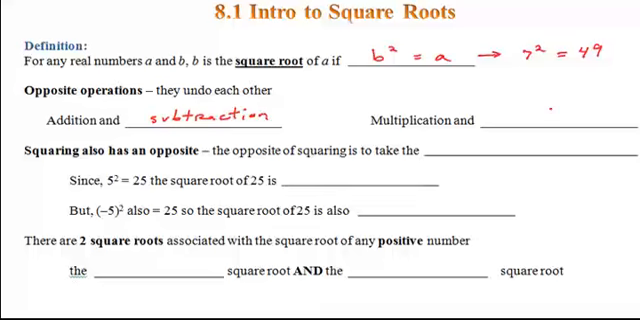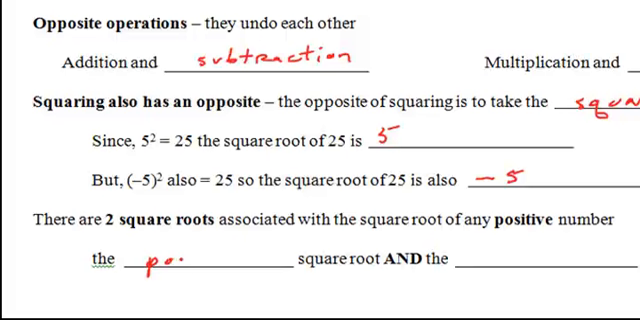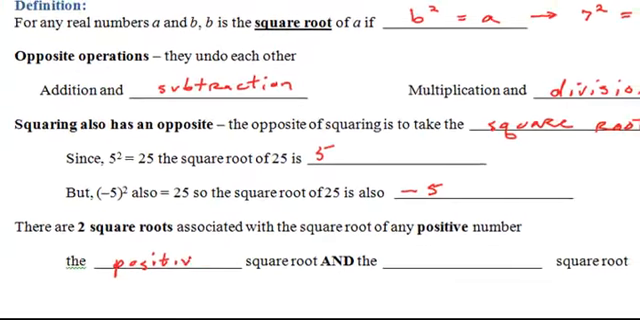Since 5 squared equals 25, the square root of 25 is 5. But negative 5 squared is also 25. So the square root of 25 is also negative 5. There are 2 square roots associated with the square root of any positive number. There's the positive square root. And there's also the negative square root.